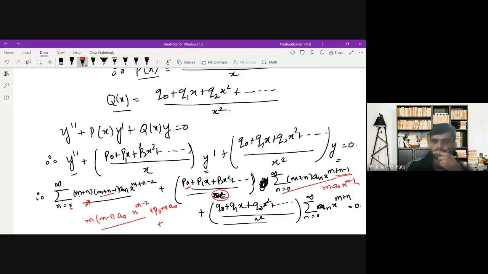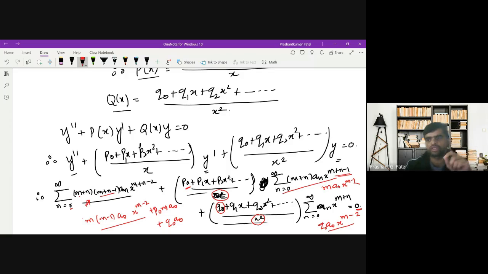Plus here if I substitute n equal to 0, this is a0 into x raised to m, but this x square, that is 1 upon x square, will multiply, then it will become a0 into x raised to m minus 2. So this q0 is also multiplied, so q0 by x square will multiply. So finally when I substitute n equal to 0, this is the term you will have. So the lowest degree term in this series will be q0 into a0, and on the other side it is 0.